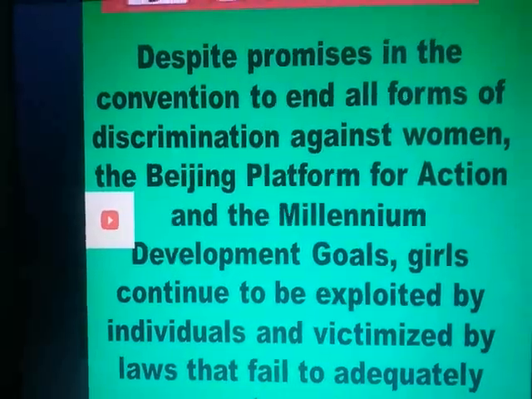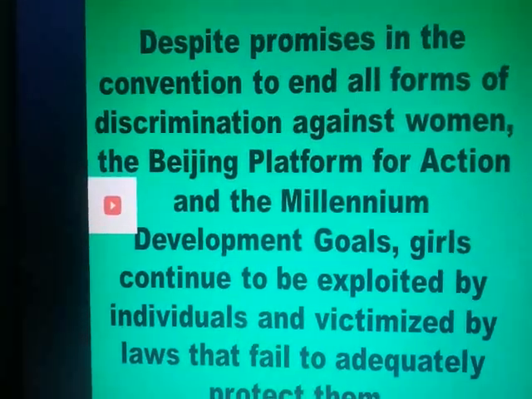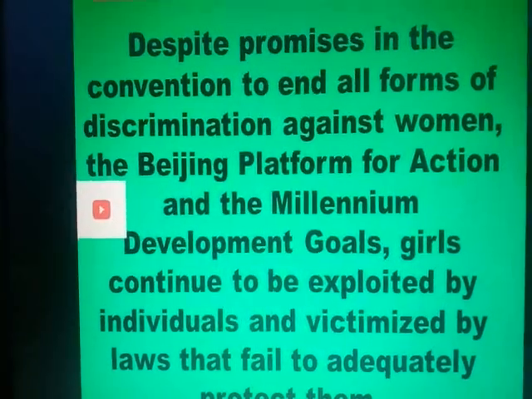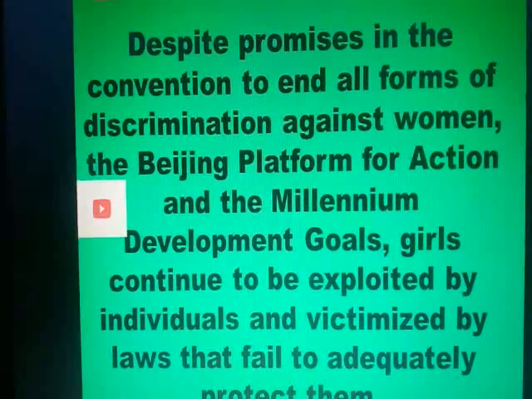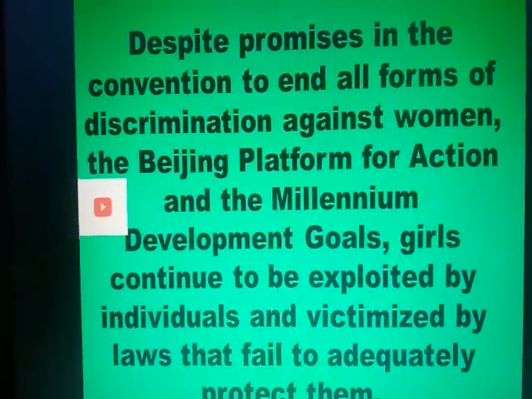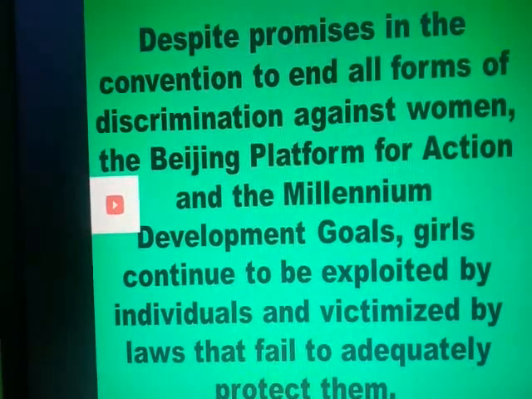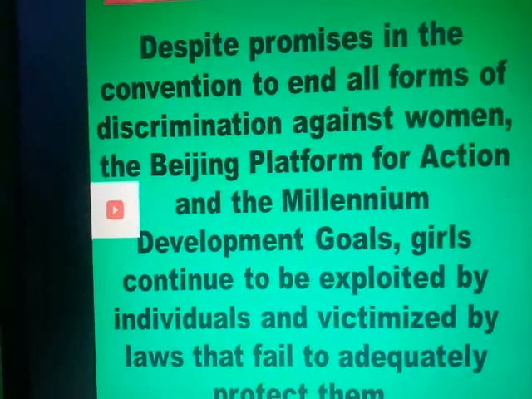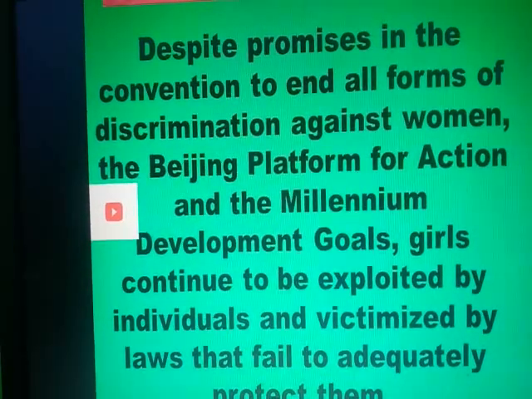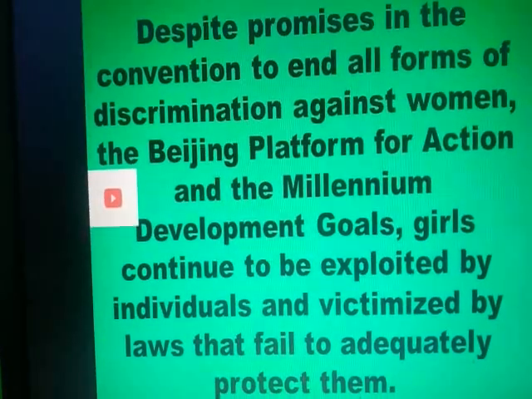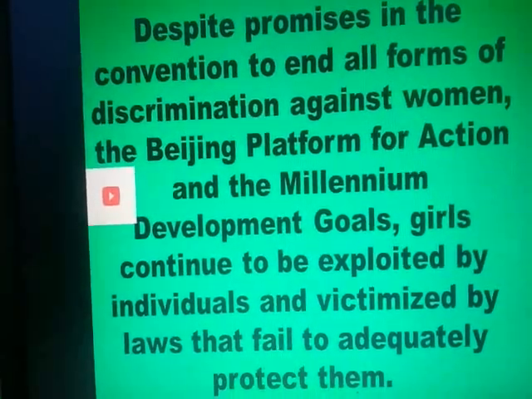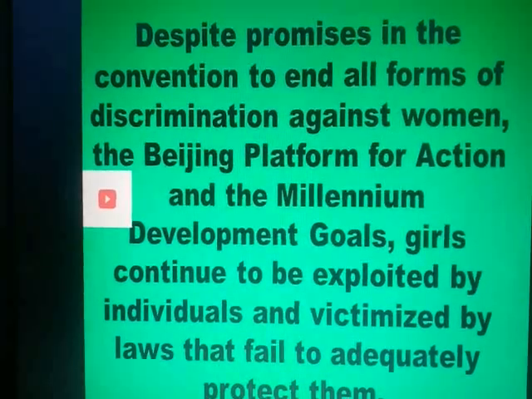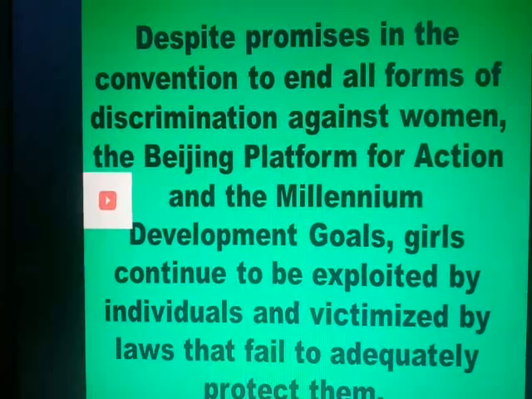Despite promises in the convention to end all forms of discrimination against women, the Beijing Platform for Action, the Millennium Development Goals and the Sustainable Development Goals, girls continue to be exploited by individuals and victimized by the law that failed to adequately protect them. They need protection every time.